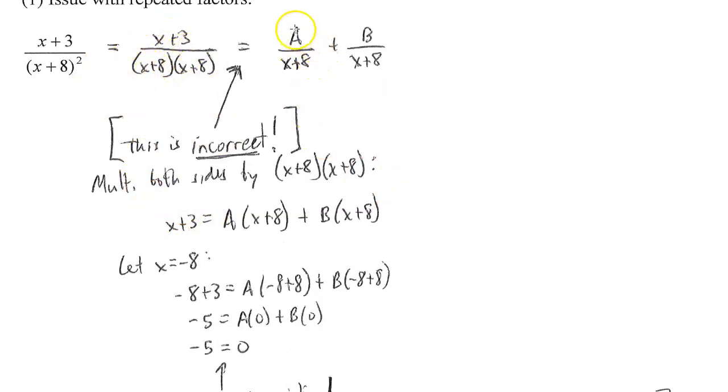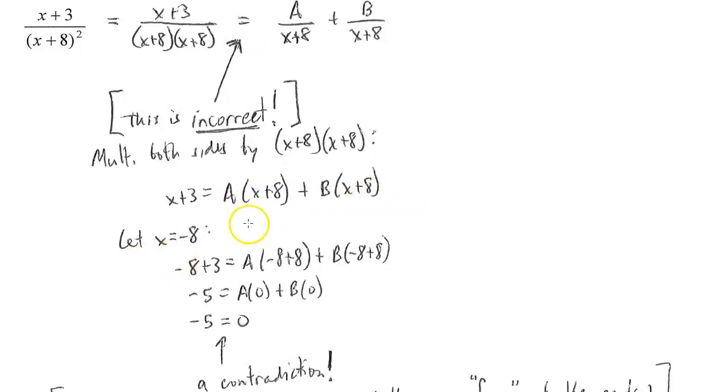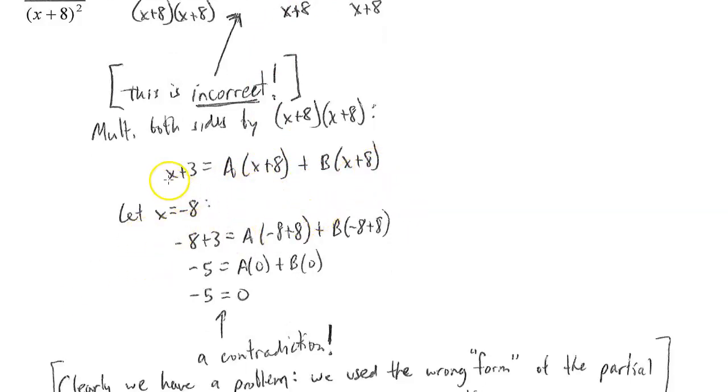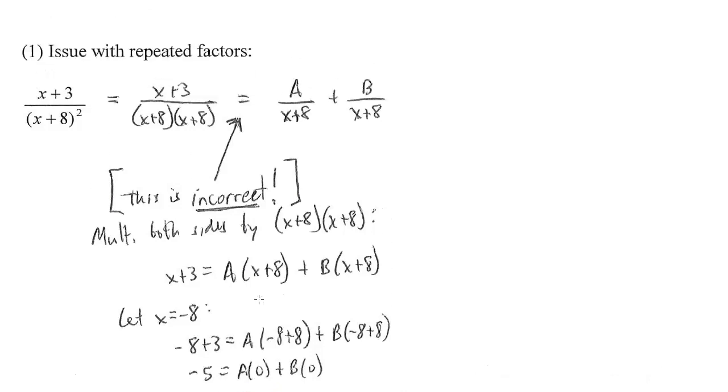The right side, you'd have a over x plus 8 times this. One of those x plus 8s would cancel, so you'd be left with a times x plus 8. And same thing over here, we'd have b times x plus 8. Now, what if we let x be -8? Notice what would happen. We'd have -8 plus 3, that's -5, equals a times 0 plus b times 0, if we plugged in -8 for x. So we'd have -5 equals 0, and that doesn't even make sense. That's a contradiction. It turns out there's no value of a and b that will make this equal to this.